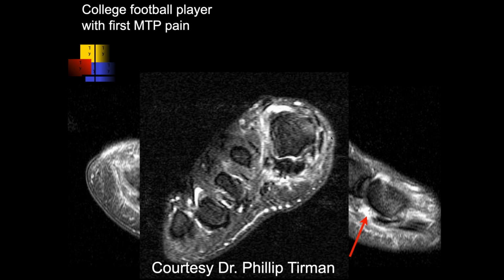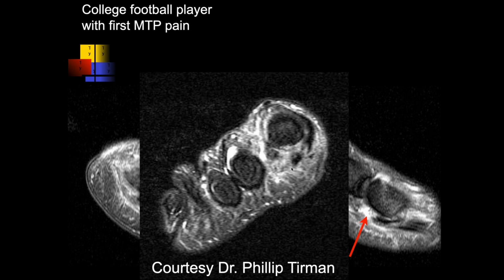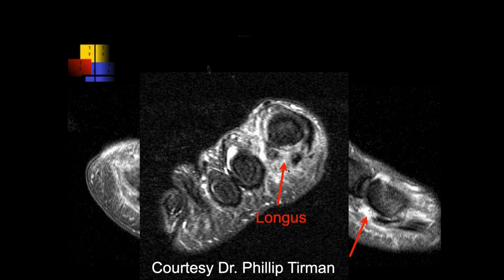In the coronal plane here, we can see that there is a tear of that sesamoid phalangeal ligament and a dislocation laterally of the sesamoid complex due to the instability and the tearing. And that's the brevis tendon that's torn. And we can also see the flexor hallucis longus tendon is torn where it should be, in between the two sesamoid bones. So this was an acute injury producing turf toe in a football player.